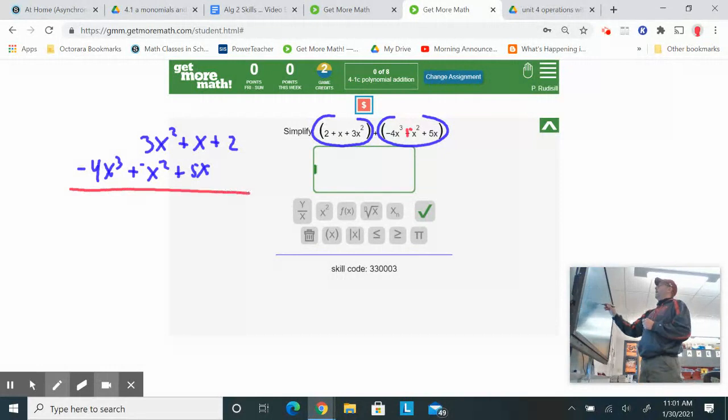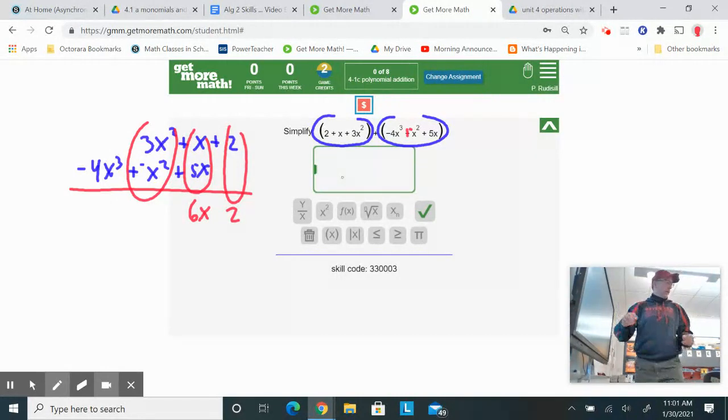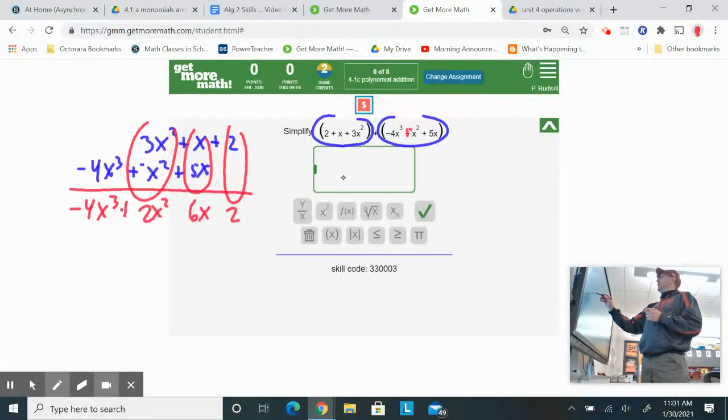So I'm going to add these together, like terms. I have 2, I have 6x, I have 3x squared and negative 1x squared. When I add those, I get 2x squared, and I have negative 4x cubed. And this is all addition, since I set everything up as addition. Now I need to type that over here.